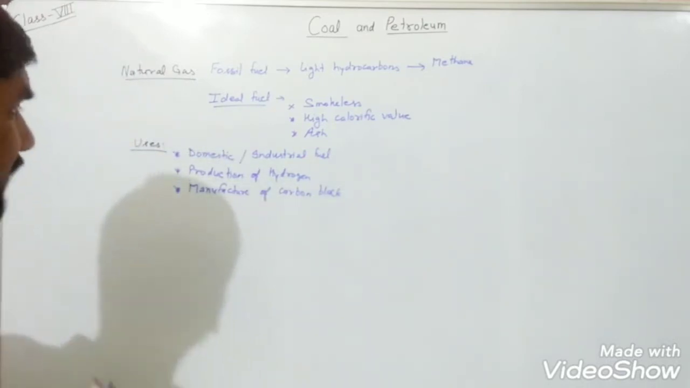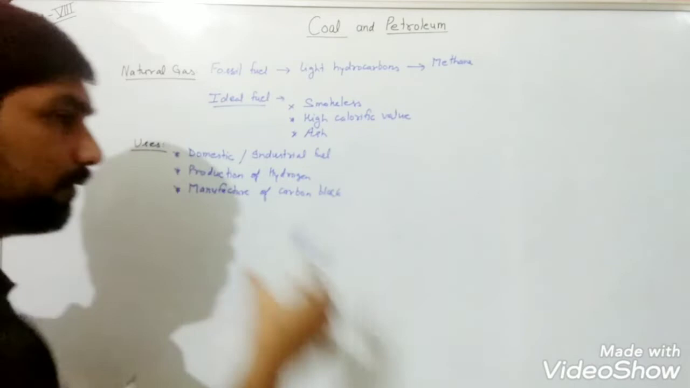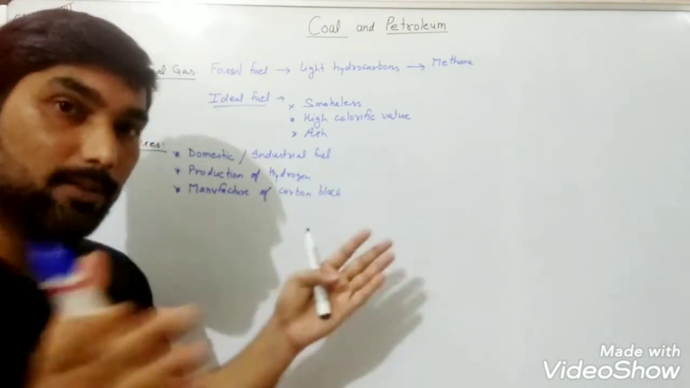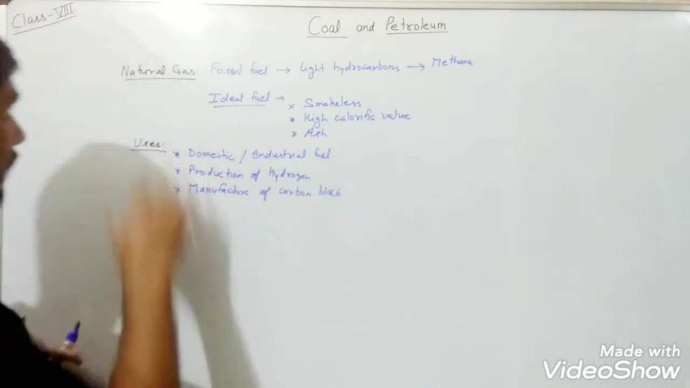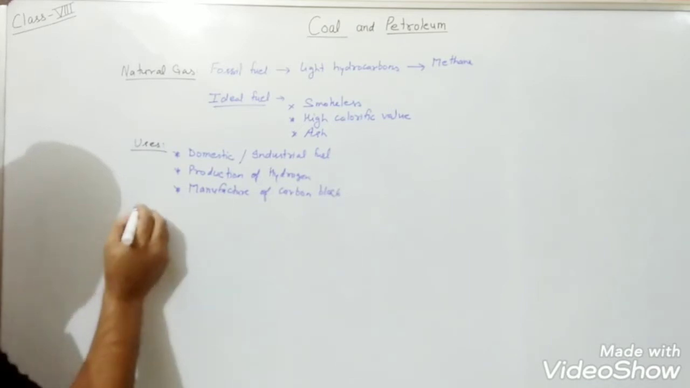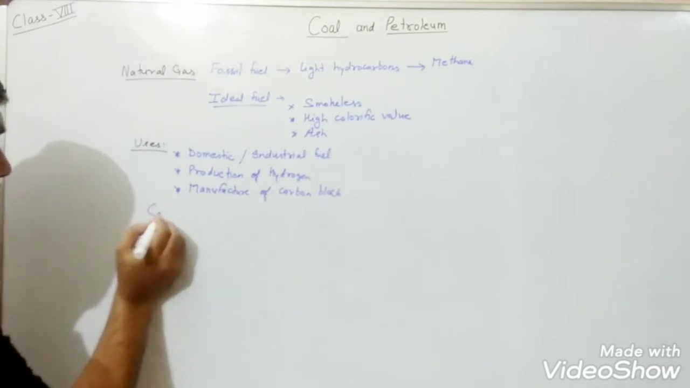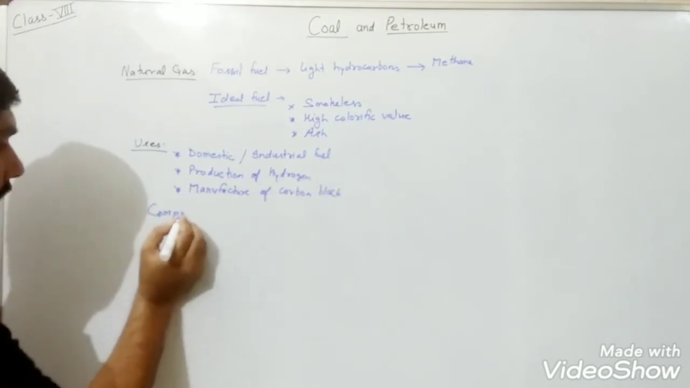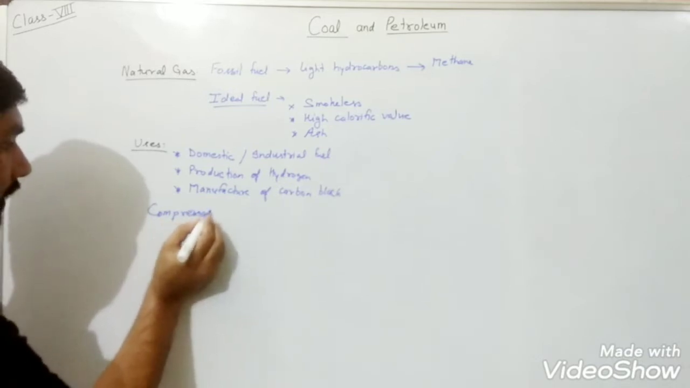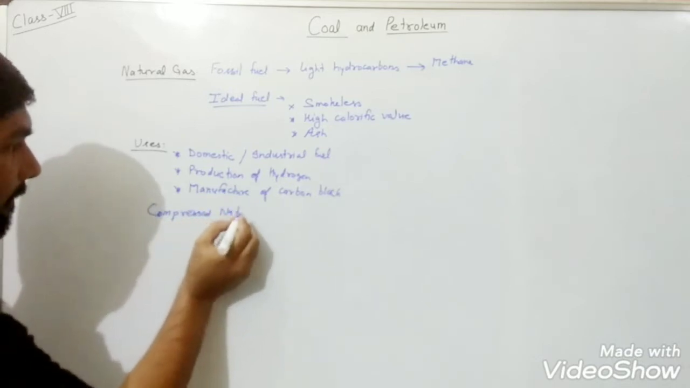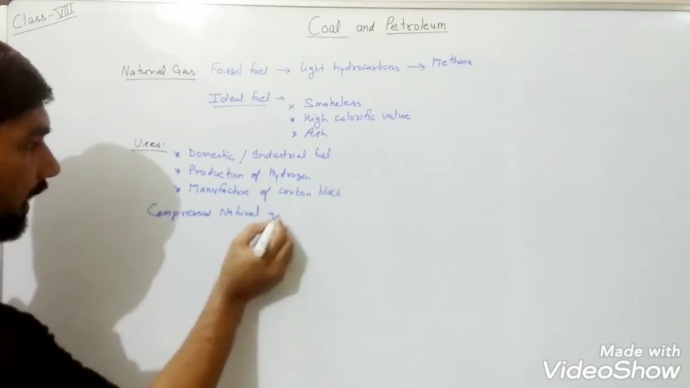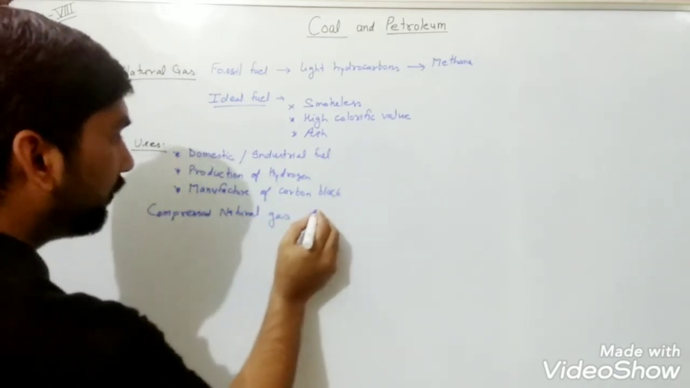Now, this natural gas, since it is a gas and you know the property of gases that they can be compressed. So when natural gas is compressed, that is known as what? Compressed natural gas, or it is also known as what?